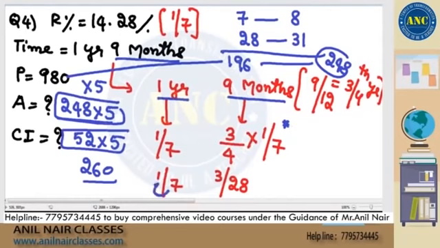On 7, which is 1 increase, 8. On 28 there is 3 increase, which is 31. 7 8s are 56 and 28 31s... 7 28s are 196, 31 8s are 248. Now it is 196, but according to the question it is 980. 196 5s are 980. So 248 into 5, 52 into 5.